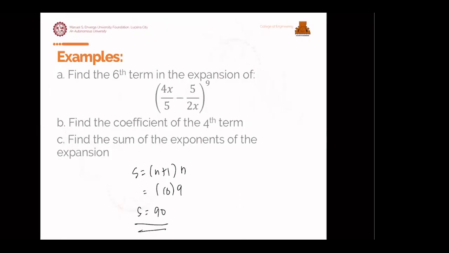Ang answer sa letter B is x is equals to negative 344.064. Okay?